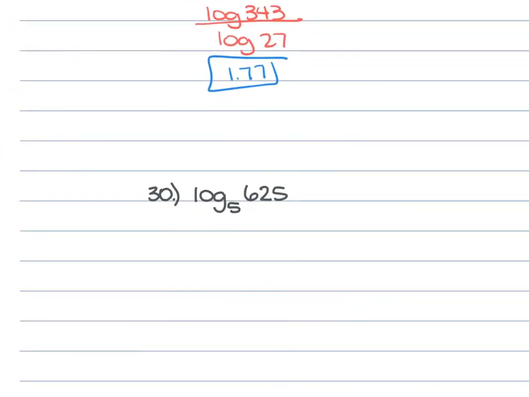For 30, we have log base 5 of 625. So 5 to what power is 625? Divide the 625 by 5. 5 goes into 6 once with 1 left over. 5 goes into 12 twice with 2 left over. 5 goes into 25 5 times. The 125 is 5 and 25. The 25 is 5 and 5. So 1, 2, 3, 4 is our answer.